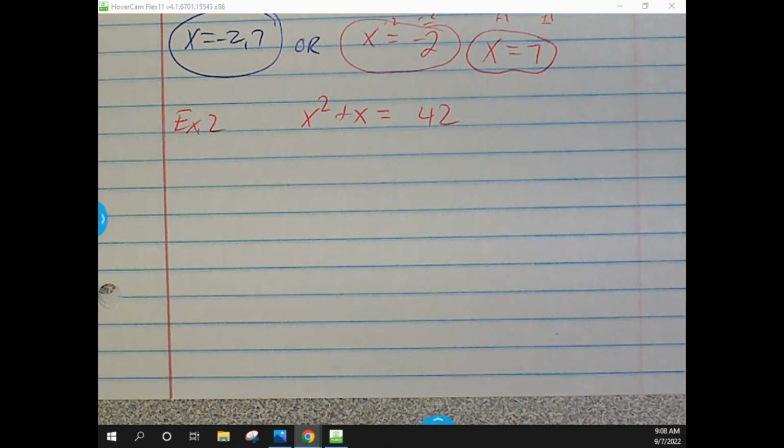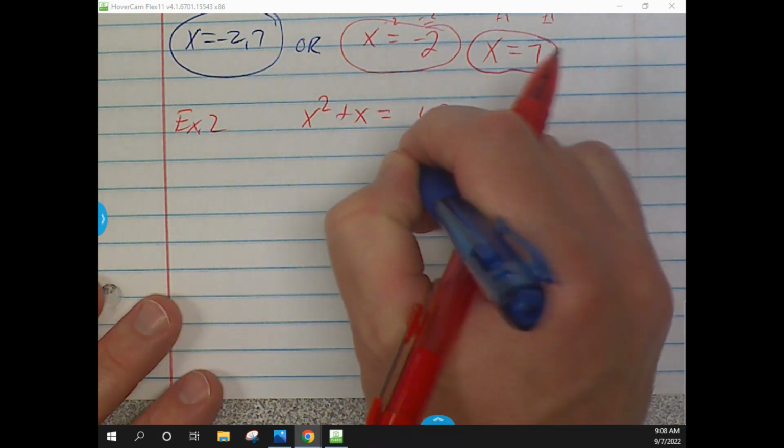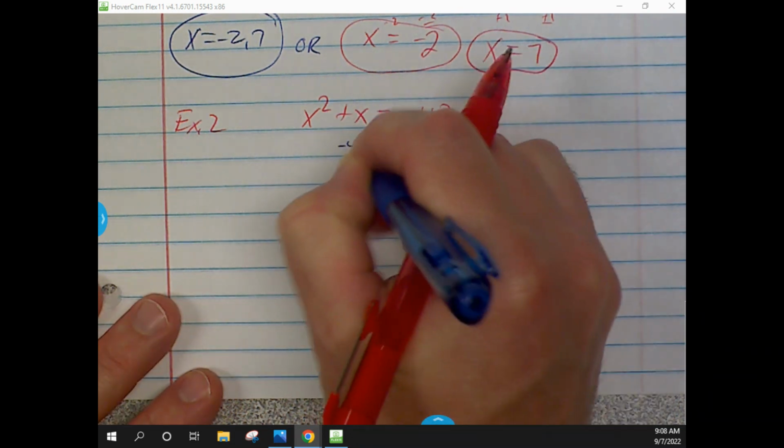All right, again, if you're going to do factor by grouping, you've got to make it equal to 0. And it's easier if the first term, x squared, is positive. So if you wind up moving it around to make x squared negative, don't, because it makes it more difficult. So for this one, let's just subtract the 42 and bring it over to the left-hand side.